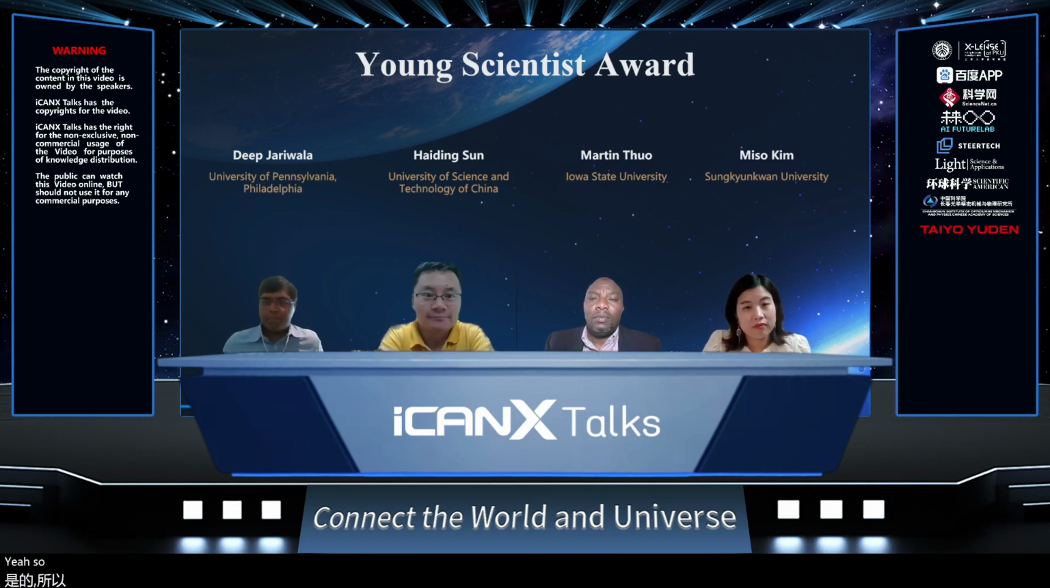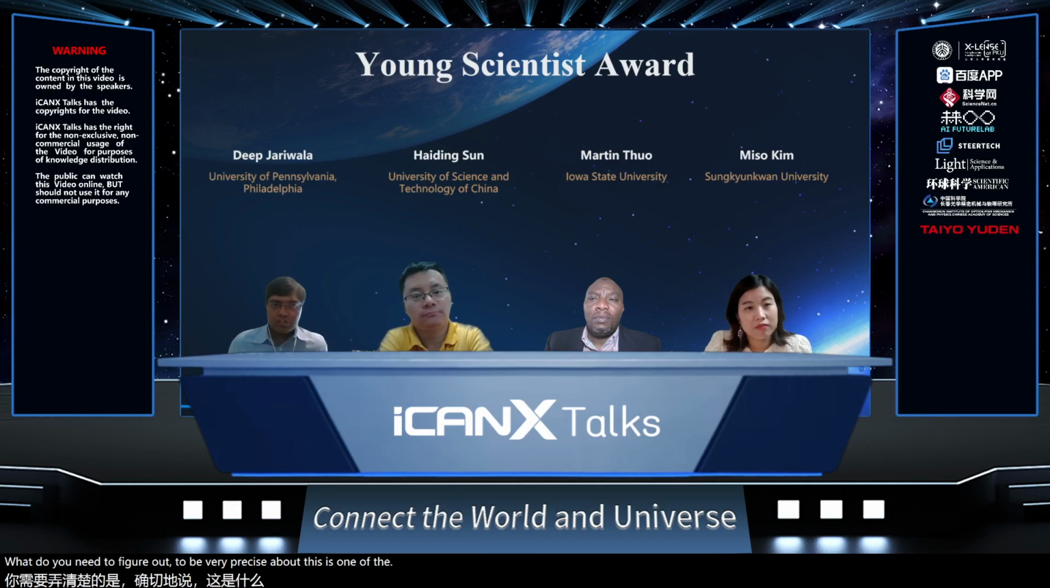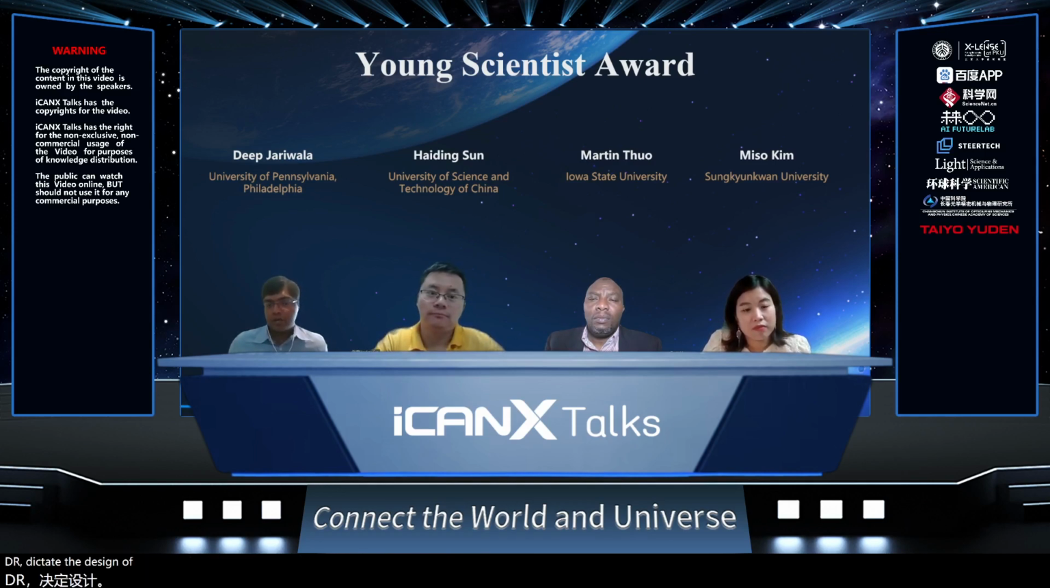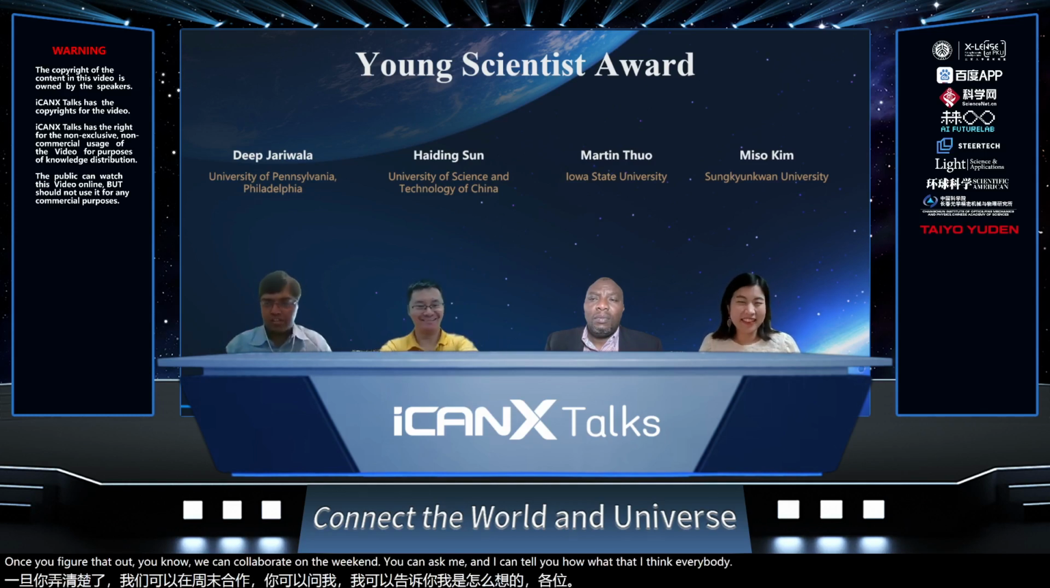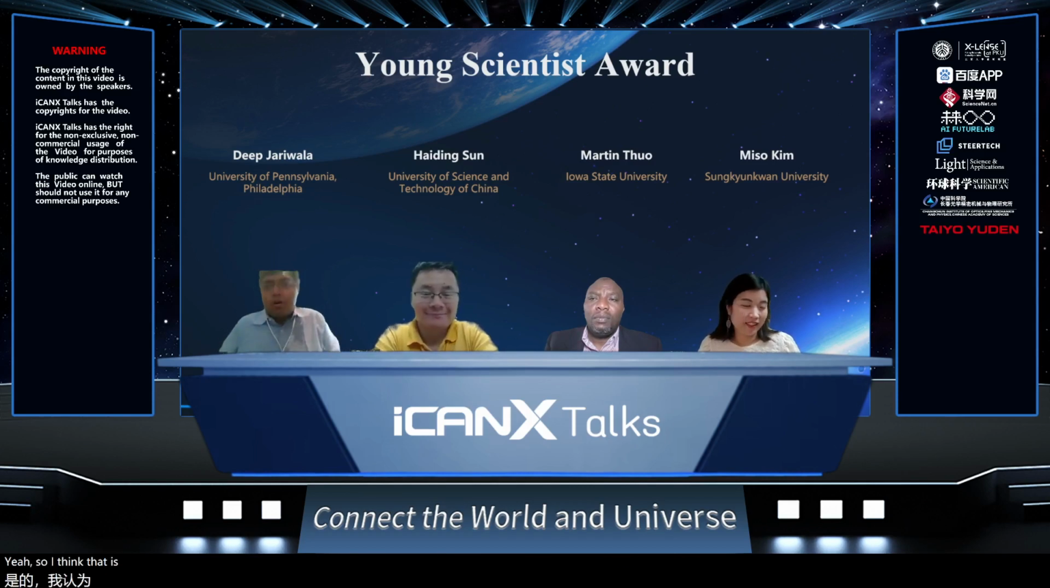Yeah, so in principle, yes, it's possible. The dimensions may not be the same. What you need to figure out, to be very precise about this, is what is the oscillator strength of excitons in your gallium nitride quantum wells? Because that is one fundamental parameter that will dictate the design of the optical structure. Okay. Exactly. So once you figure that out, we can collaborate on this. You can ask me, and I can tell you what parameter to vary to see what structure. Yeah. So I think that is something important to find out.